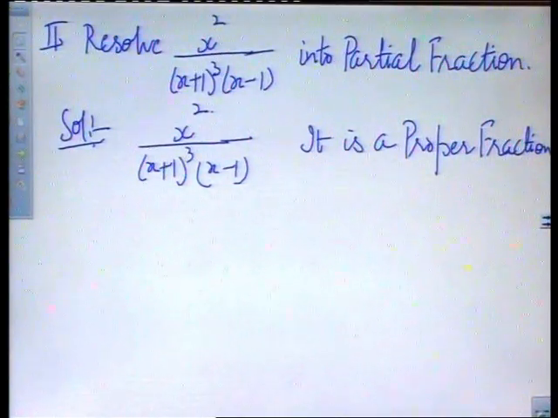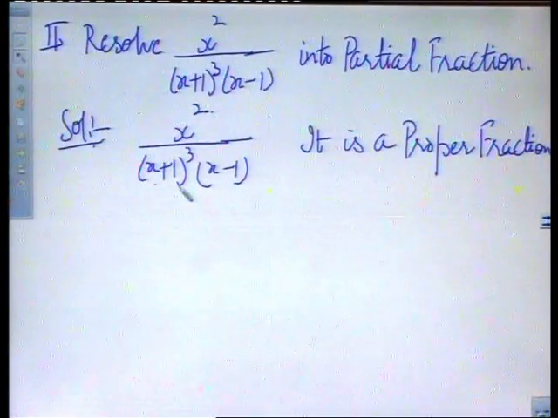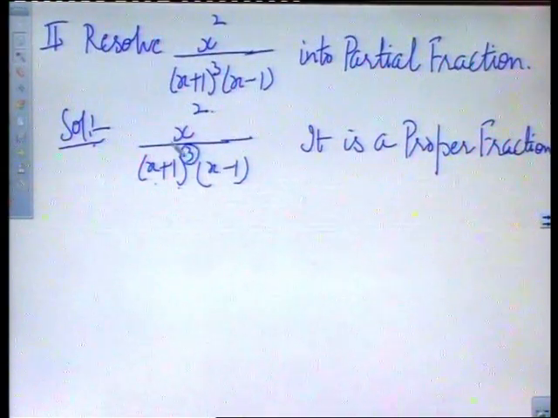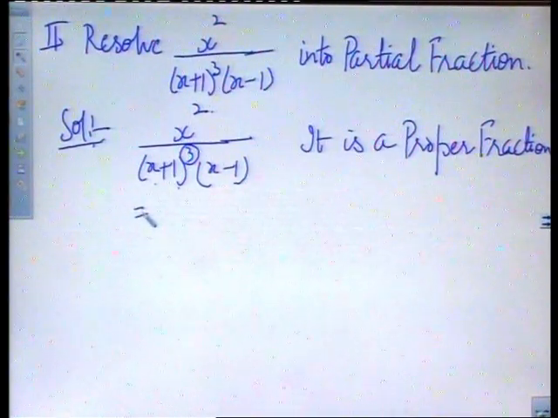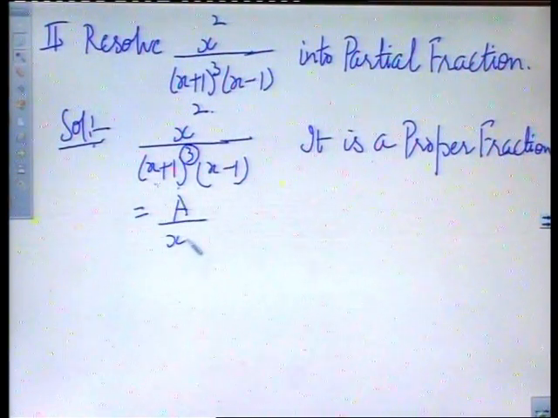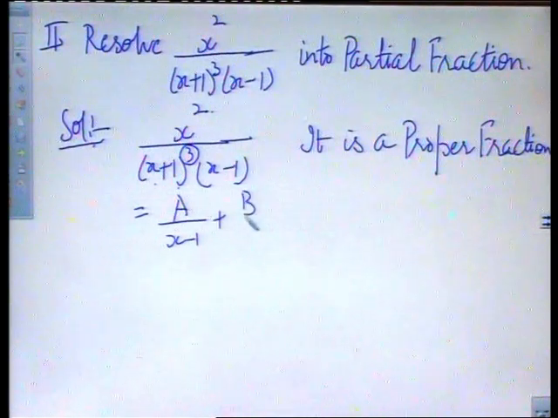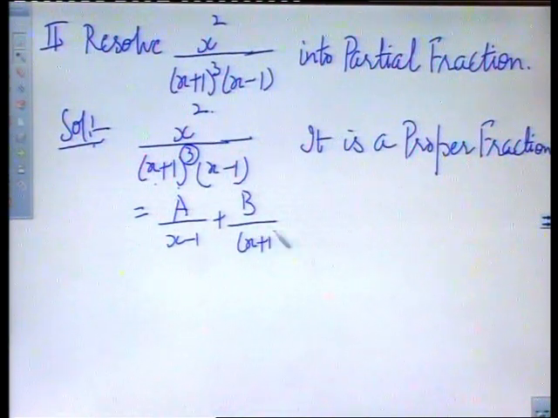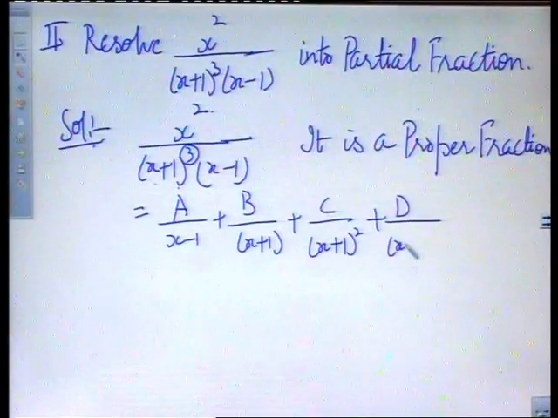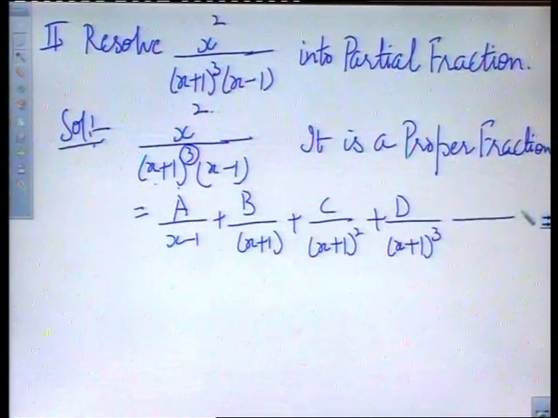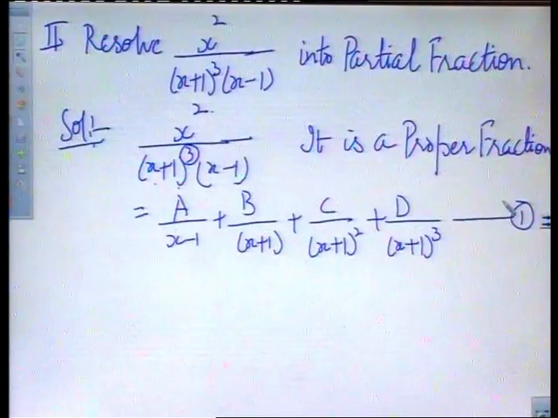Now, we know this is a linear factor, it is not being repeated, but this factor is repeating. How many times is it being repeated? It is being repeated 3 times. So, we split this into 3. We write this as A over x minus 1, then B over x plus 1, C over x plus 1 whole square and D over x plus 1 cube. Let us mark this as equation number 1.